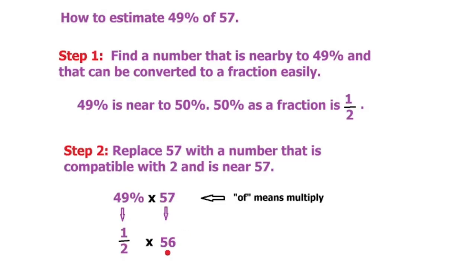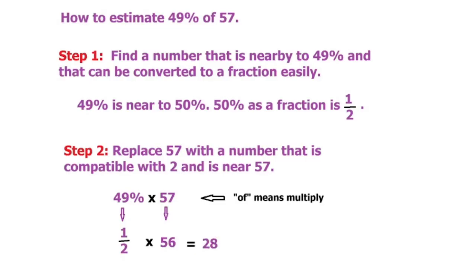We could have done 58, but why make things bigger? It's always better to work with a smaller number when you can. So 1/2 times 56 is equal to 28. So you just divide 56 by 2.